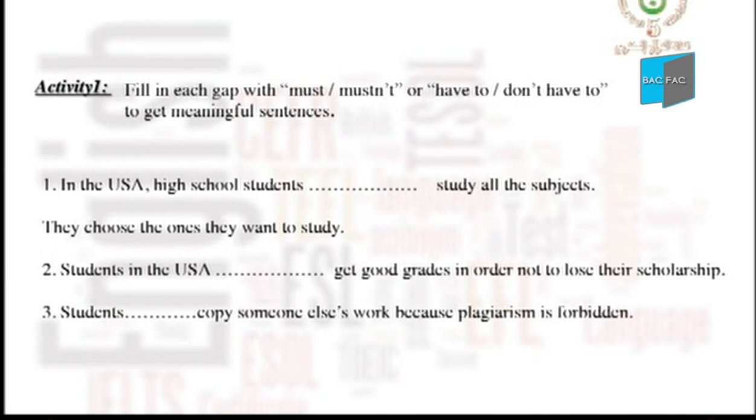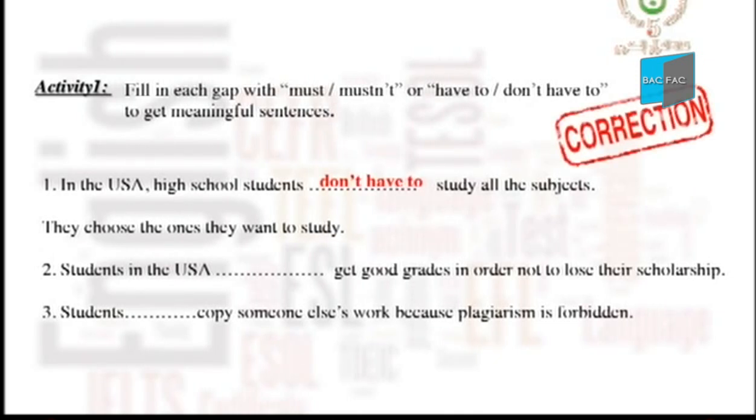Let's correct now. In the USA, high school students don't have to study all the subjects. They choose the ones they want to study. Second sentence, students in the USA must or have to get good grades in order not to lose their scholarship. And the last one, students mustn't copy someone else's work because plagiarism is forbidden. Well done. Now let's move to our second activity. You are going to rewrite sentence B so that it means the same as the one given as A.